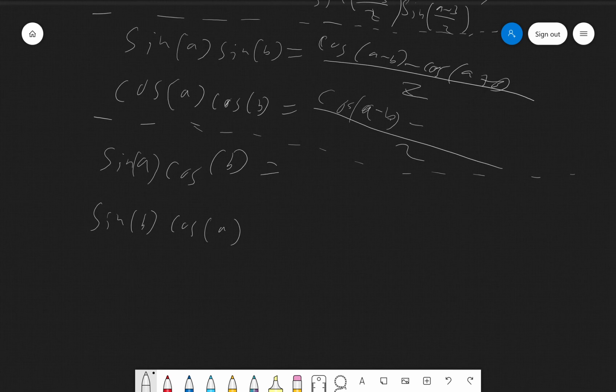Cosine of A minus B plus the cosine of A plus B. Did I get this one right now? Oh, the only difference is the minus and the plus. Okay, cool. Now sine of A times cosine of B is equal to the sine of A plus B plus the sine of A minus B, over 2.